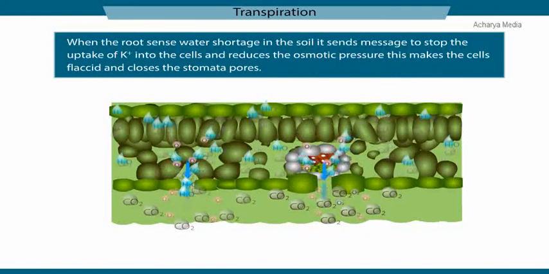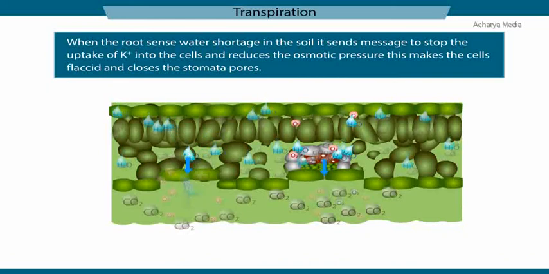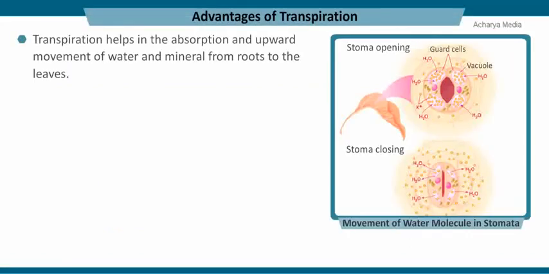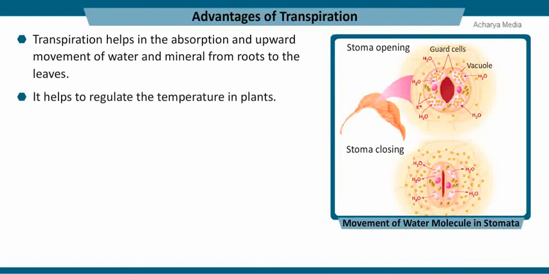When the root senses water shortage in the soil, it sends a message to stop the uptake of potassium ions into the cells and reduces the osmotic pressure. This makes the cells flaccid and closes the stomata pores. Transpiration helps in the absorption and upward movement of water and minerals from roots to the leaves. It helps to regulate the temperature in plants.